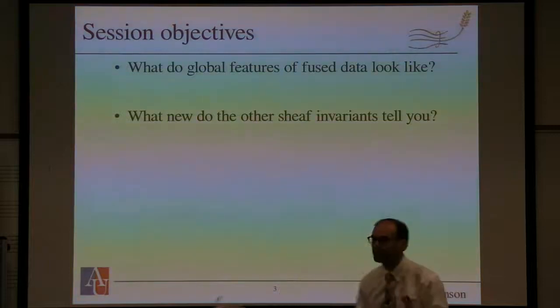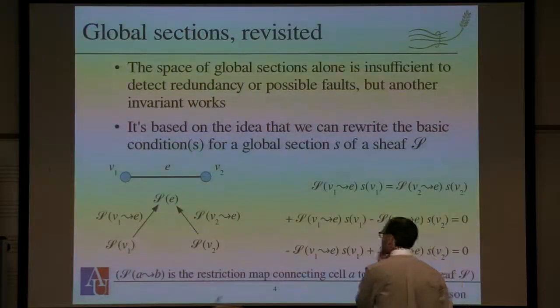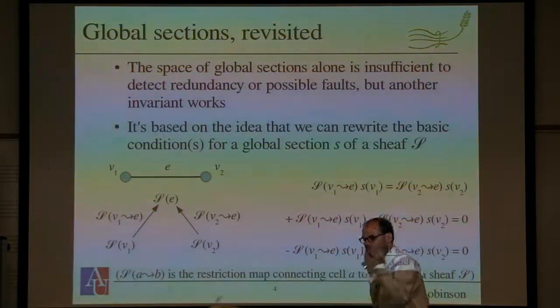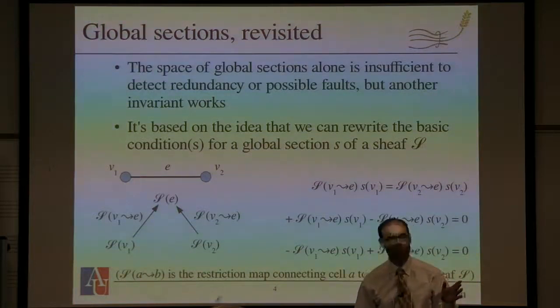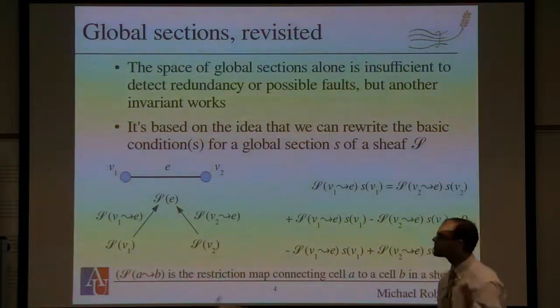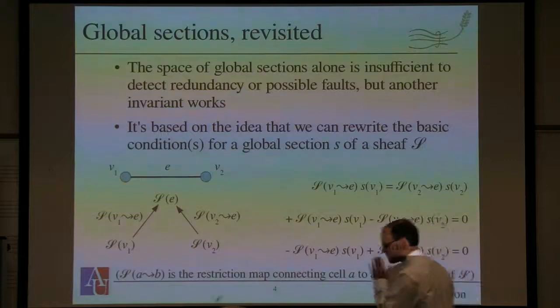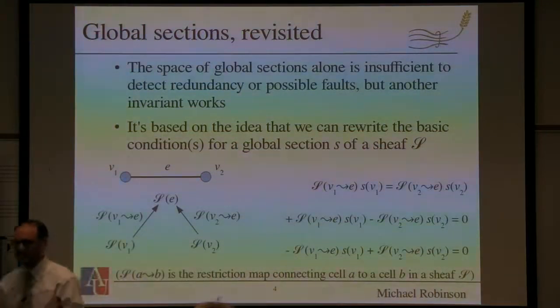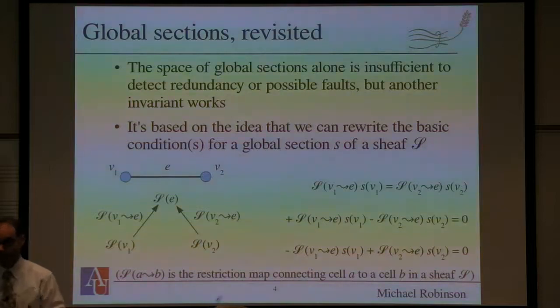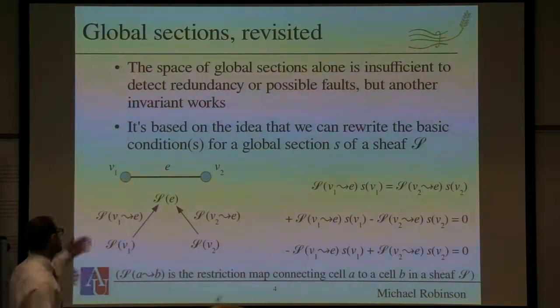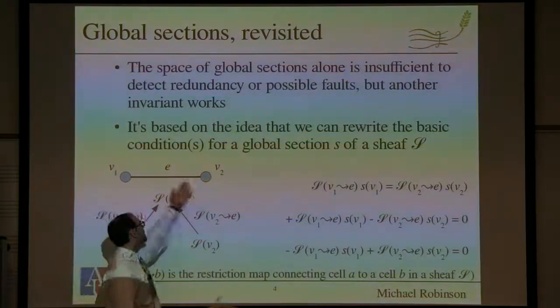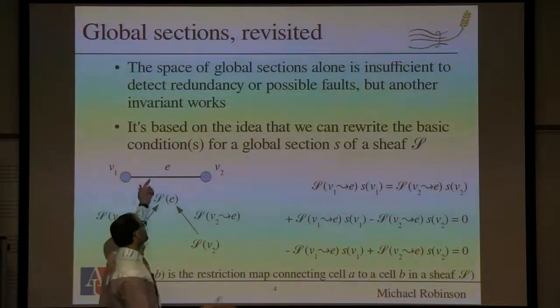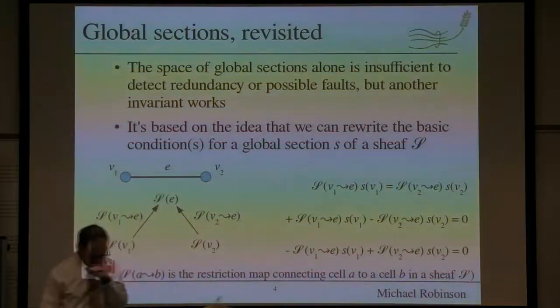So that's the idea. OK, so let's talk about this from the level of global sections, because that's the right place to start. And this is a very basic idea: if I want to have a global section of a sheaf, what has to happen? Well, I have to have data that agree. It says that if I have data on this vertex and data on this vertex, and they both map through a restriction map to the edge, that data agree.